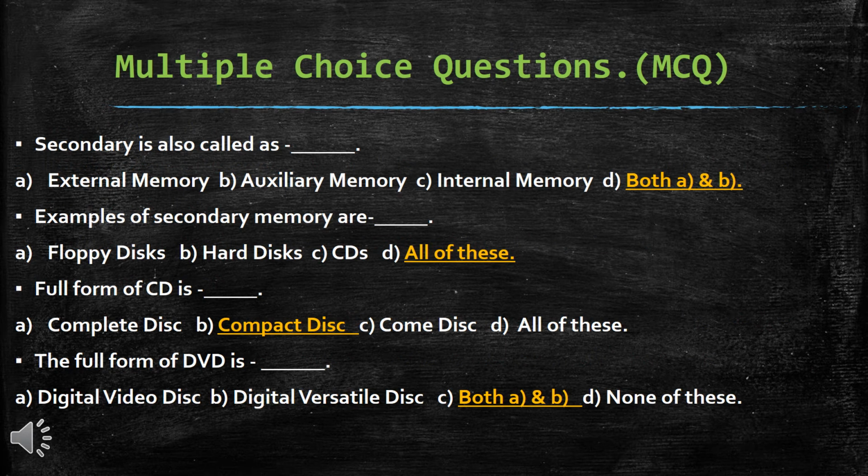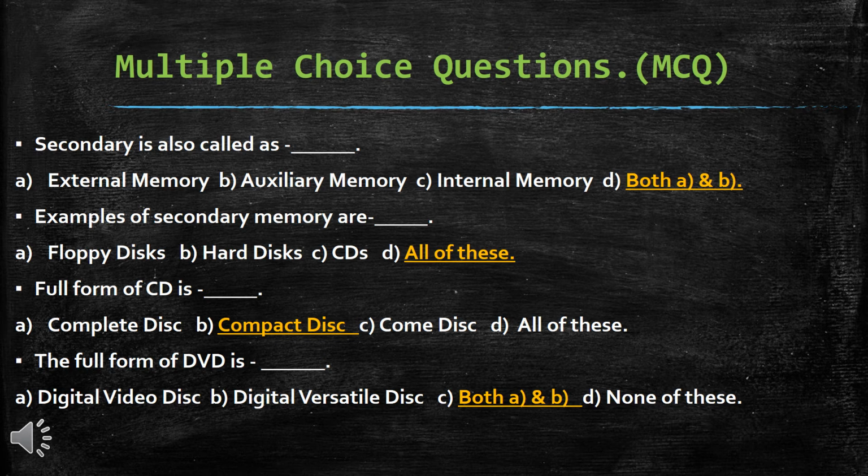Secondary memory is also called as dash: external memory, auxiliary memory, internal memory, both A and B. Secondary memory is also called as both A and B, that is external memory as well as auxiliary memory. The examples of secondary memory are dash. Options are floppy disk, hard disk, CDs, all of this. All the three are the examples of secondary memory.